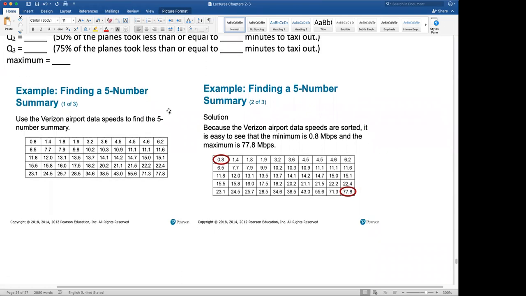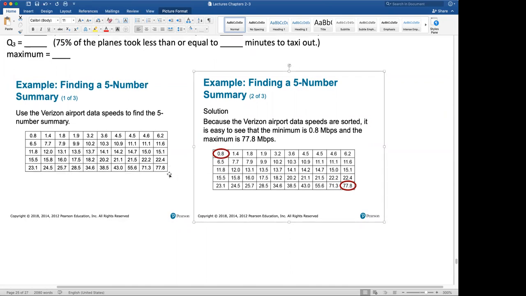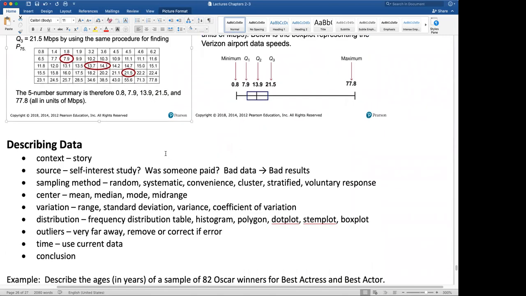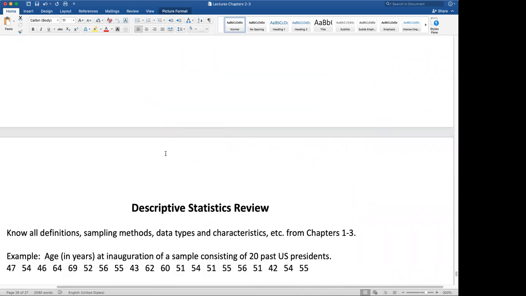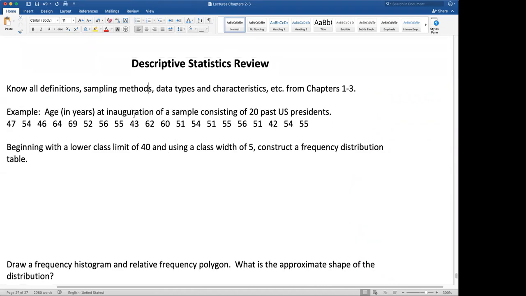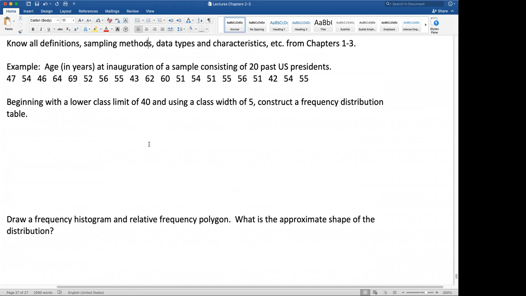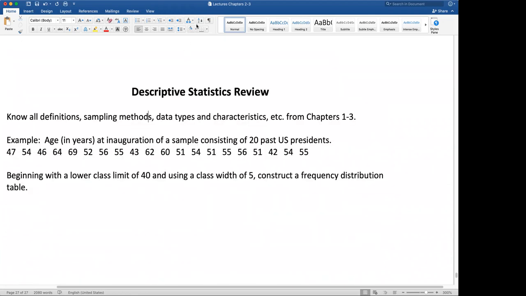Back to here. Now please practice finding Q1, Q2, Q3, maximum and minimum using a calculator. I strongly recommend that you look at the lecture slides. You see the example of finding 5-number summaries, and there is constructing a box plot. Keep this in mind, and also try to solve the review problems. It will help you understand and practice chapter 3. Okay, so let me stop here. Next time I'll cover chapter 4.